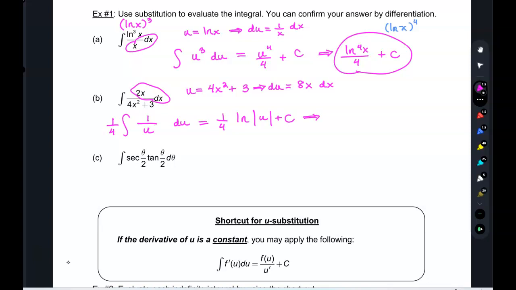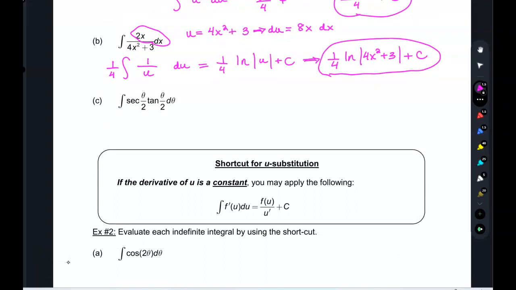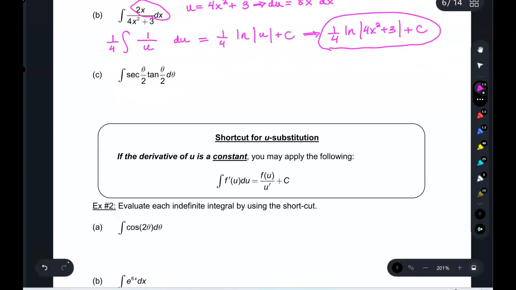which ultimately, when we go back to our original value of u, we get 1/4 natural log of 4x squared plus 3 plus c. Now, technically, we don't need the absolute value because 4x squared plus 3 is positive, but it doesn't matter to me. If you leave it in absolute value, that's fine. If you just have it in parentheses, that's fine. Okay, one more of these.